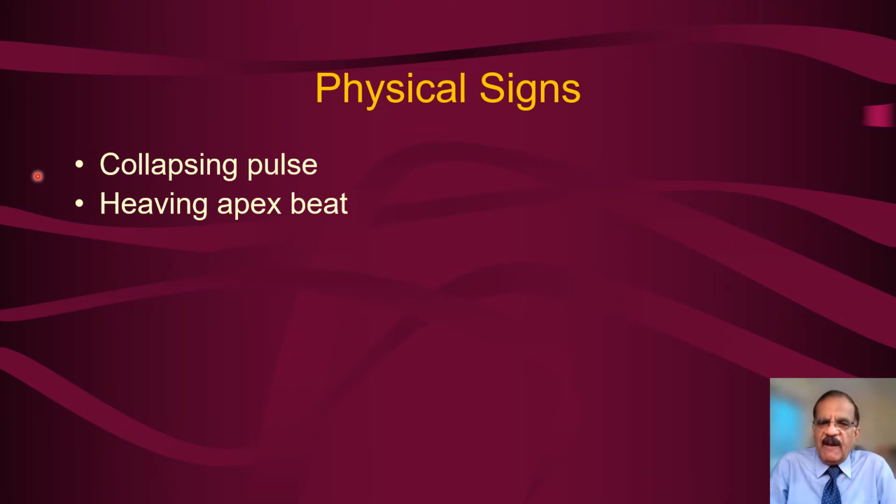Number two, it would be heaving. What exactly is heaving? When you put your hand on the precordium, you feel as if your hand is being lifted with every systole. This is called heaving, and it is actually an ill-sustained heave. Heave is of two types, ill-sustained and sustained. In this case, your hand will be lifted, but it will immediately go back because it is ill-sustained, as against the heaving apex beat I described in aortic stenosis. In aortic stenosis, it takes much longer for systole to complete and the heave is sustained, whereas in aortic regurgitation, the heave is ill-sustained.